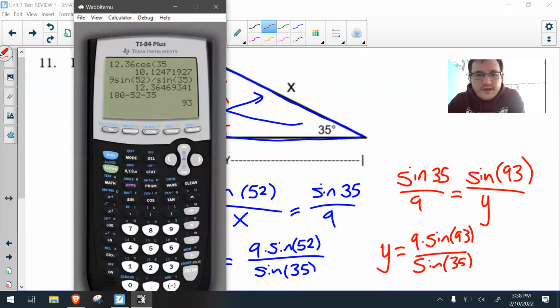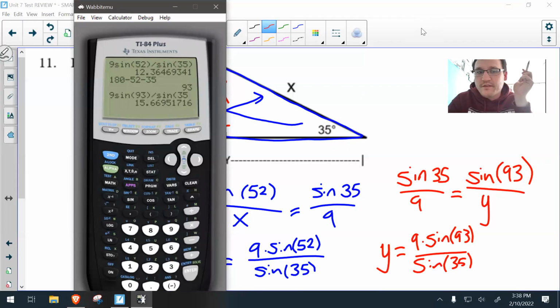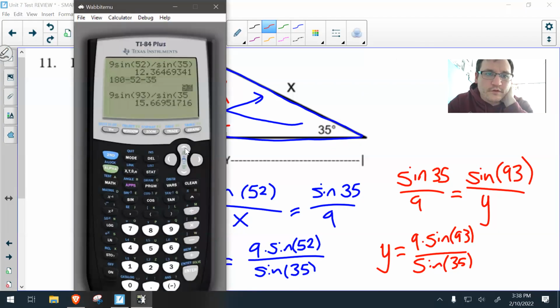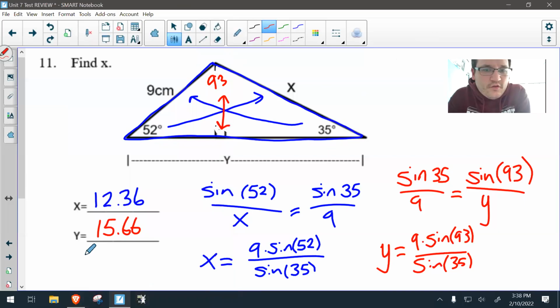Type that all in. Let's see what we get. And that gives us 15.66. I'm pretty sure that was pretty close to what we got last time. I don't remember, we're going to have to go back up here. I don't remember, but that should be pretty close. All right, so that was two ways of doing problem number 11.